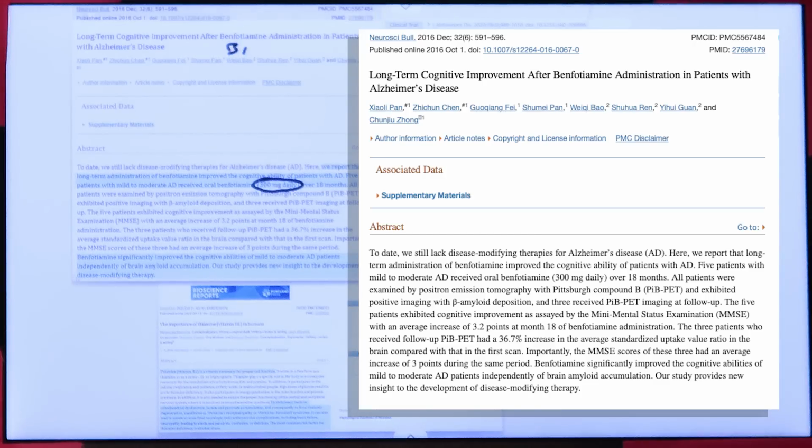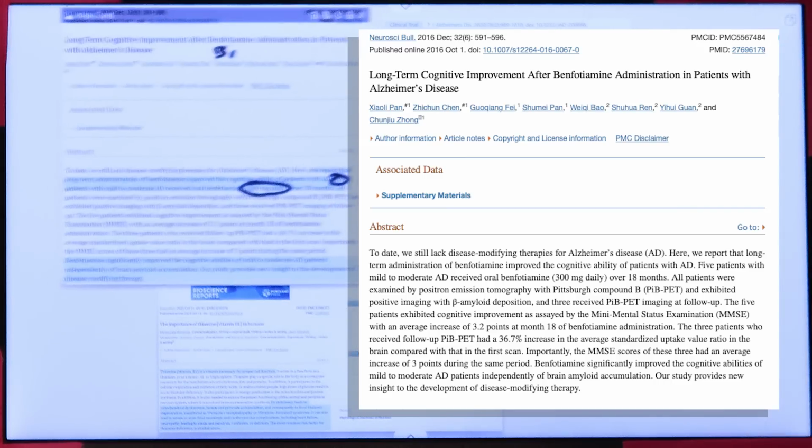And what they found, you can see here, benfotiamine significantly improved the cognitive abilities of mild to moderate Alzheimer's disease patients independently of brain amyloid accumulation. Our study provides new insight to the development of disease-modifying therapy. Now, the problem with this study was that it was a very small study. It was only done on 5 people.